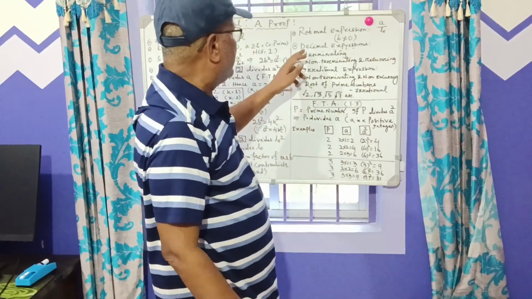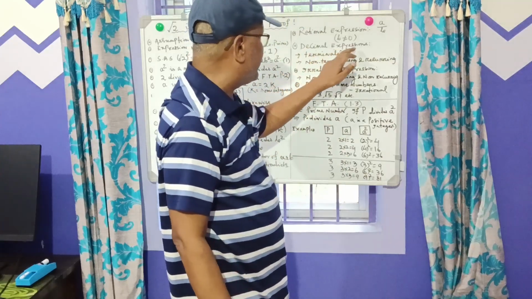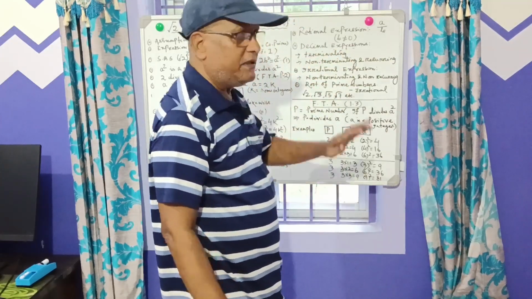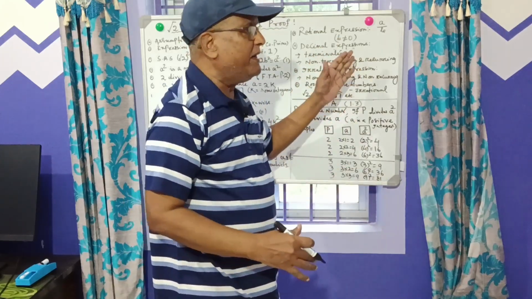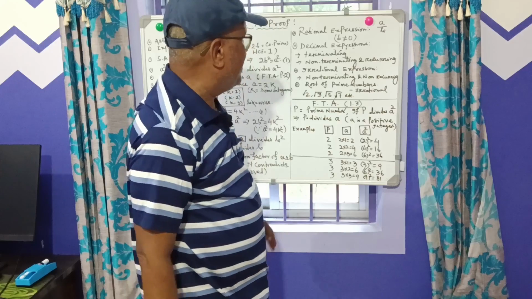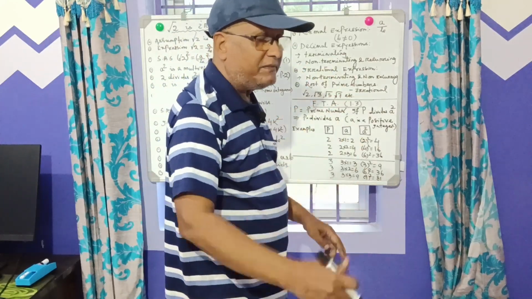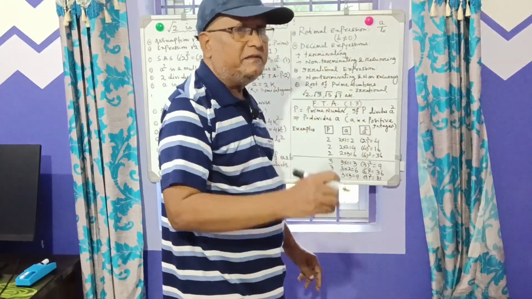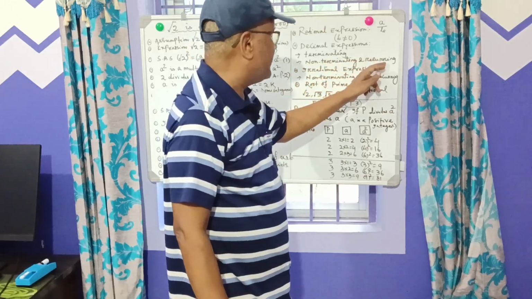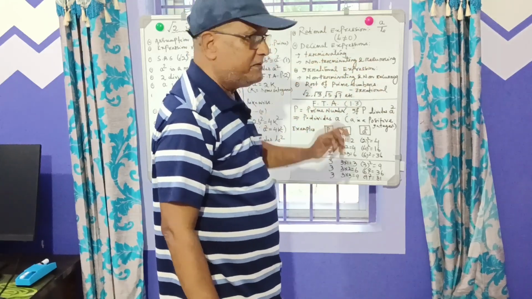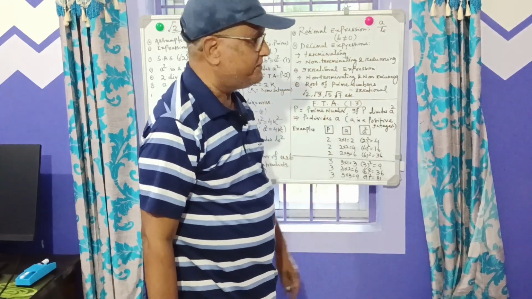Then what is the decimal expression of a rational number? There are two categories. One is terminating, meaning the remainder becomes 0. And the second case is non-terminating, but after the decimal, the digits are recurring. That is called non-terminating and recurring. These two categories come under rational numbers.